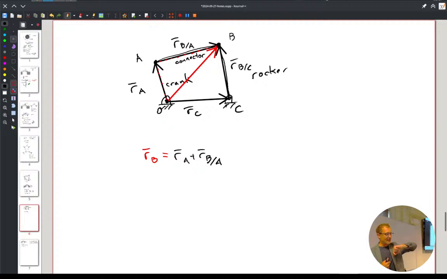But another way to get there is RC plus R of BC. And both of them have to stop in the same location.